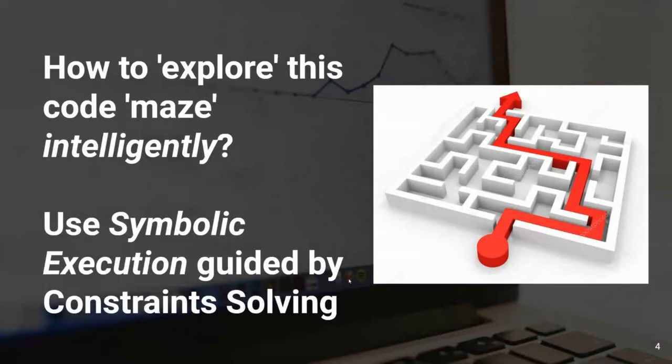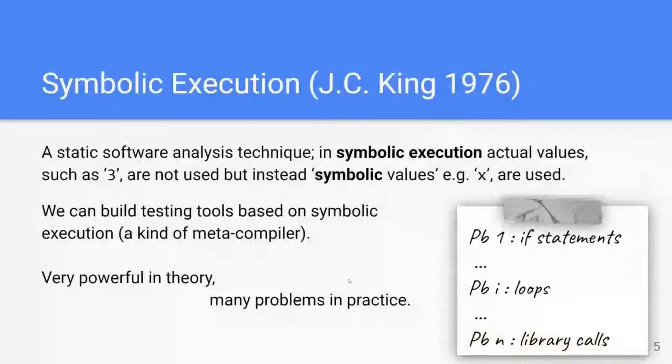We need to find this particular input that will make this denominator in a division become 0, so that when you actually run the test, you will have an exception or a runtime error being raised. So constraint solving is there to guide the symbolic execution, as well as other heuristics based on graphs, typically. So symbolic execution, a mid-70s technique, is a static software analysis technique that allows us to generate tests as well as other things, but what we're interested in here is generating tests.